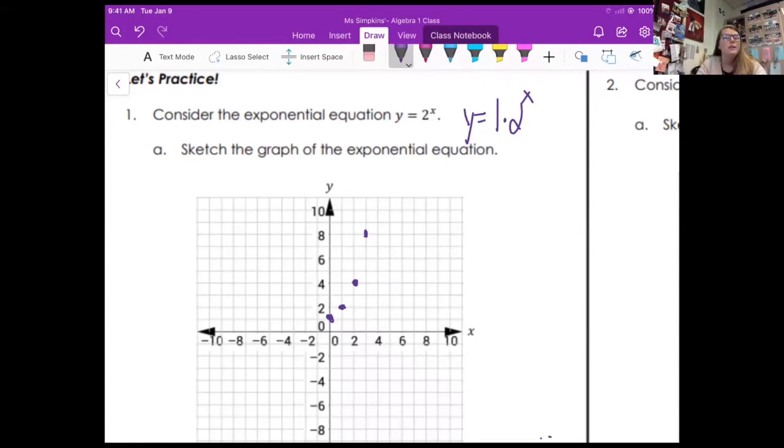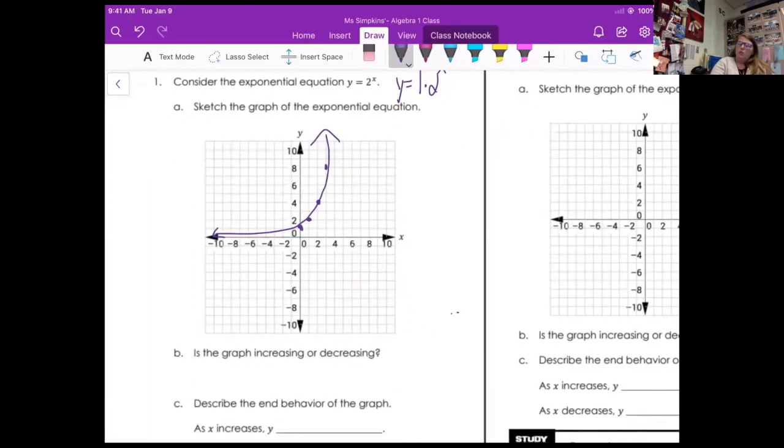So based on these points, we can sketch the graph. So it's going to look like this. And that doubling is what gives it that shape. So like the ones before where it was 3 to the x, we were tripling. So our second point wouldn't have been at 1, 2, it would have been at 1, 3 instead, and then 2, 9, and then so on.